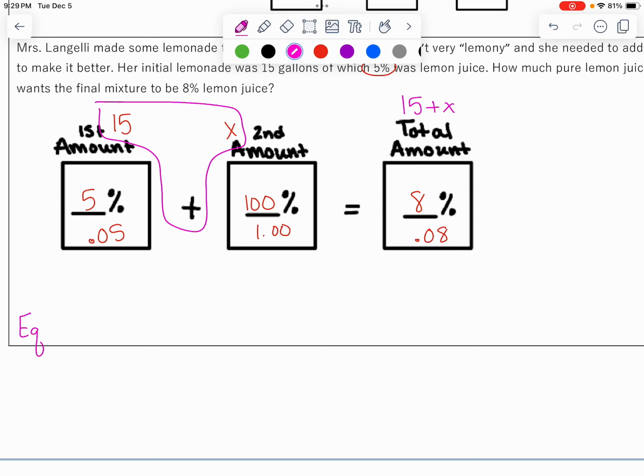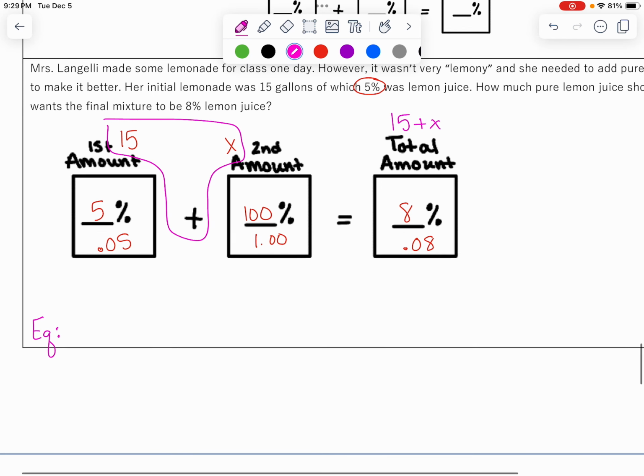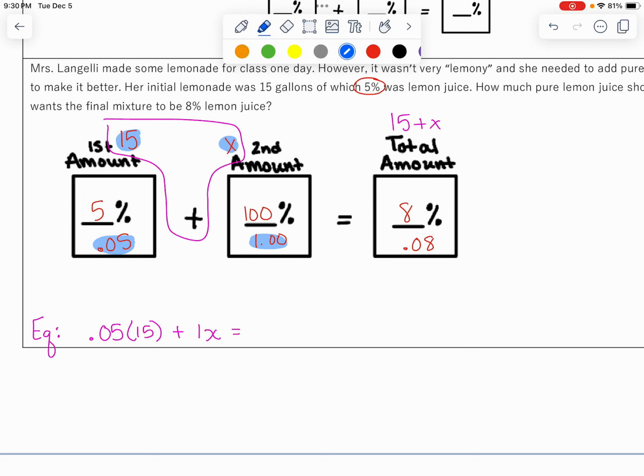And I do this, so it's actually just a linear equation. Ready? I'm going to highlight: 0.05 of 15 is pure lemon juice. So we just say 0.05 times 15 plus 100% of x, so plus 1x. Am I making sense? Equals, can you do this one then? 0.08 times 15 plus x. The quantity in the parentheses.